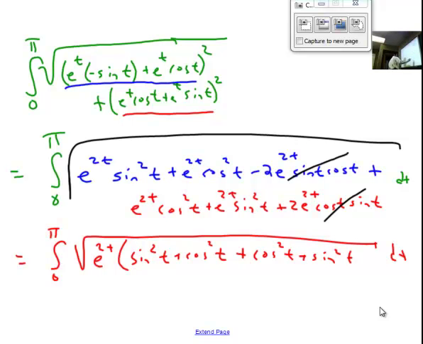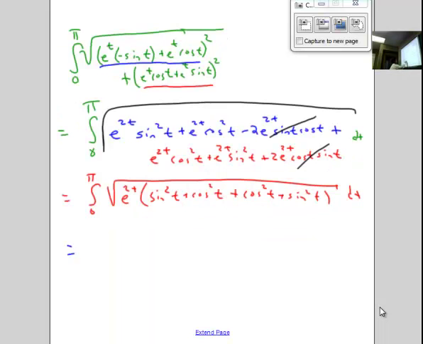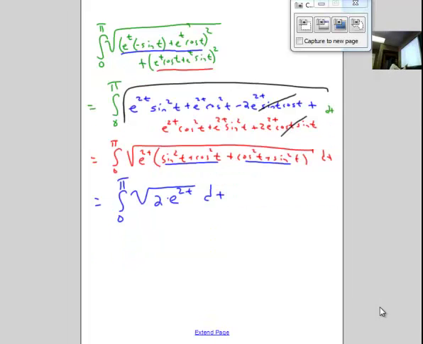And you know, the mathematicians love the famous sine squared plus cosine squared trig identity, and so we can rewrite this as from 0 to pi. Well, this is 1 and this is 1, so we have the square root of 2 times e to the 2t dt. Separating that, we get the integral from 0 to pi of square root 2 times e to the t dt, and then we can evaluate that.